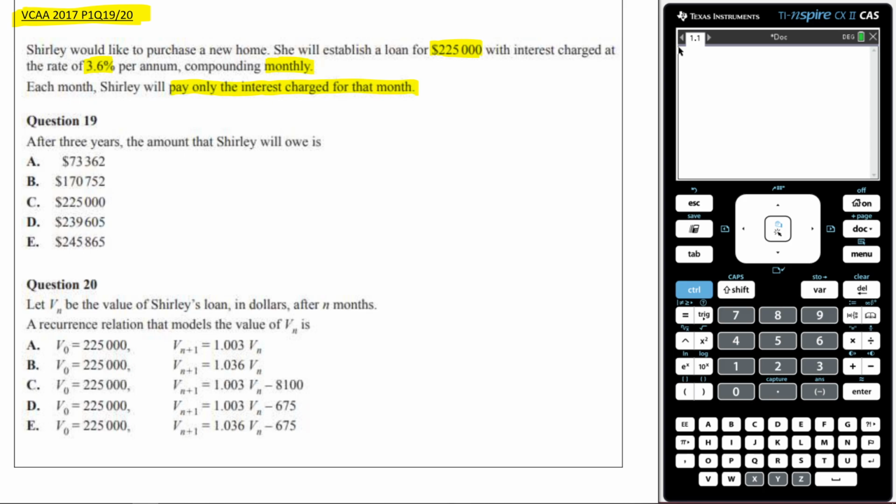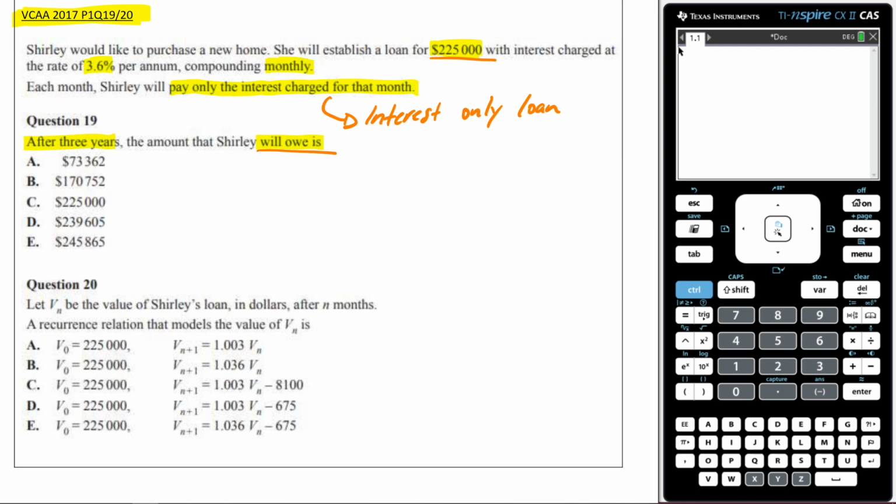Based on that sentence, you should immediately be able to tell me that this is an interest-only loan. The fact that she tells us that we're only going to pay the interest means it's an interest-only loan. Perfect. We now go into question 19, which says, after 3 years, the amount that Shirley will owe is... Well, this is really testing your understanding of an interest-only loan. Because remember, she's taken out this much money, and each month she's only paying off the interest generated on that.